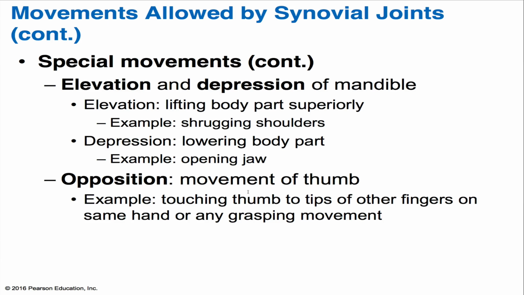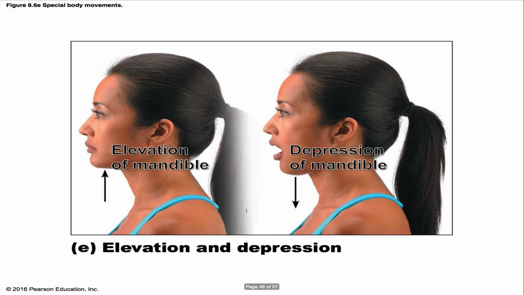Opposition, well, it allows movements of your thumbs. So when you take your thumb and you touch the tips of your other fingers, your second, third, fourth, and fifth digits, that's an example of opposition.